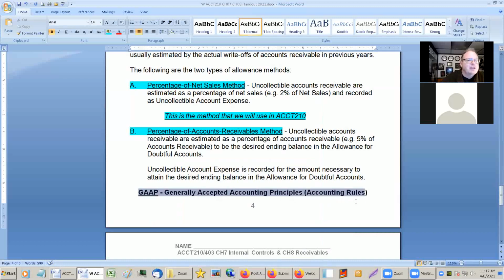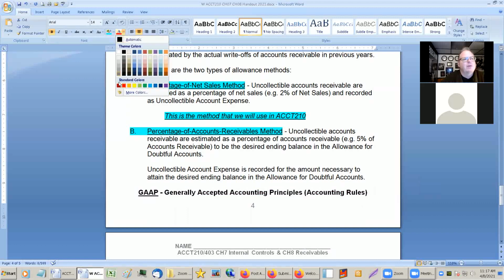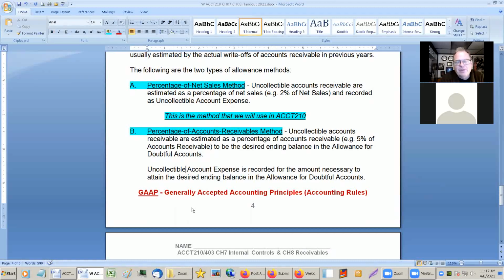So if you hear the term GAAP, that's what it's talking about. The accounting rules are called GAAP. These are GAAP rules. So the percentage of net sales method, it's a GAAP rule. The percentage of accounts receivable method, that's a GAAP rule. That it's accepted. That's an accepted rule.